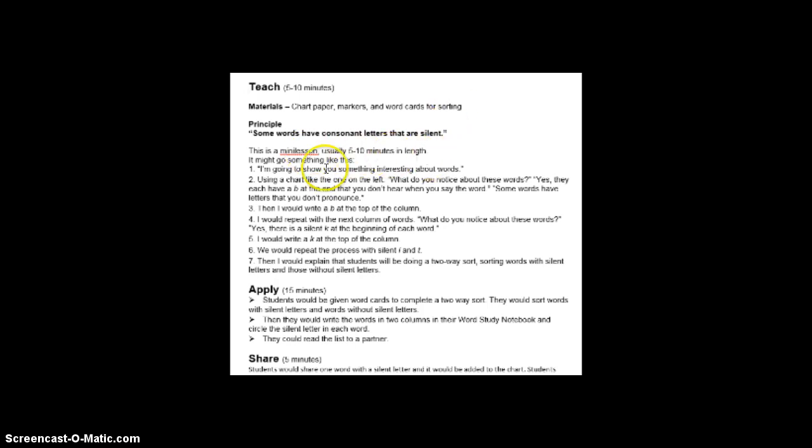So this mini lesson, it could go something like this. 1, I'm going to show you something interesting about words. Notice that this needs to be scripted. You need to have quality think-alouds planned because the language of word study does not come easily. To this day, I have to consider carefully what I'm trying to get students to notice about the feature and what language is going to best facilitate this understanding. And writing it out as an actual think-aloud is very beneficial.